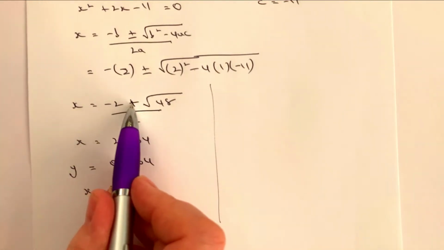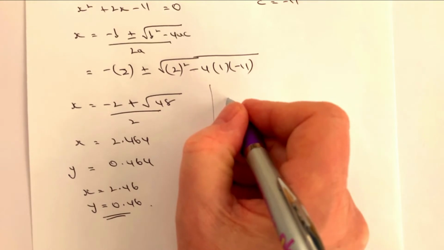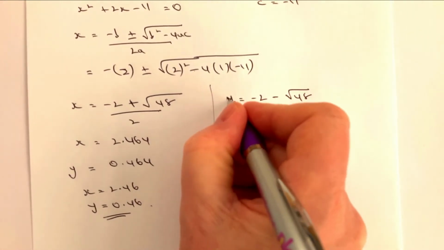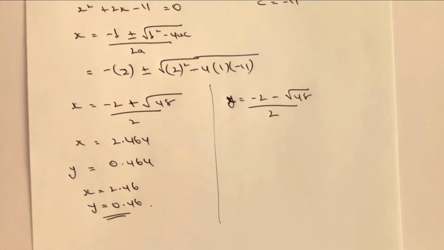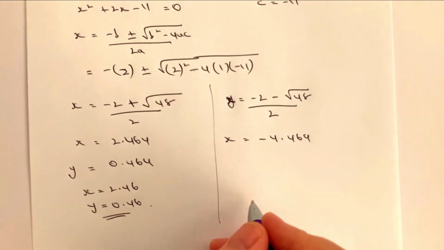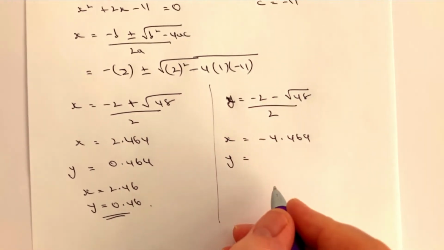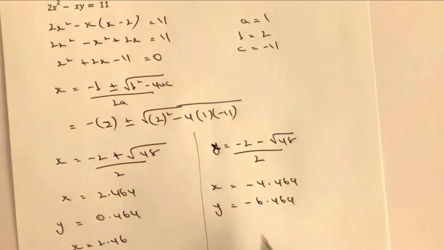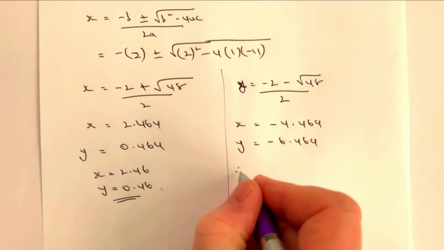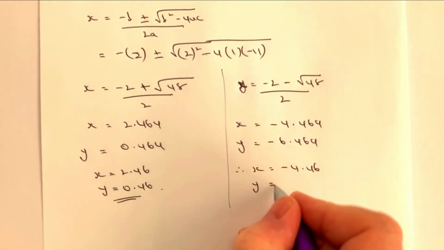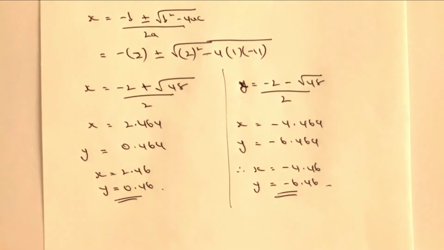The second part of it is where we've got the negative sign. So this is going to be x equals minus 2 minus the root of 48, all divided by 2. When I calculate all of that out, I'm going to get x equals minus 4.464. Again, write that out and substitute for x to get your value of y. That's going to be minus 6.464. The reason I've done it like that is because I've worked out that y equals x minus 2, or I've been given that bit of information. So, to two decimal places, x equals minus 4.46 and y equals minus 6.46, and that would be the answer to that particular question.